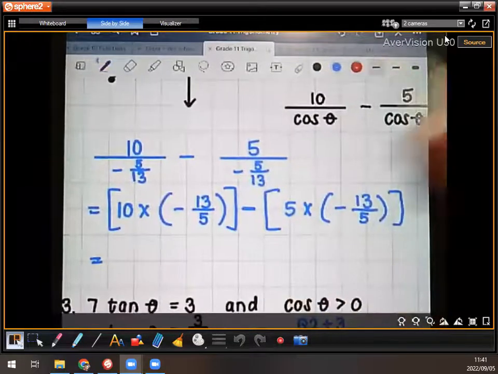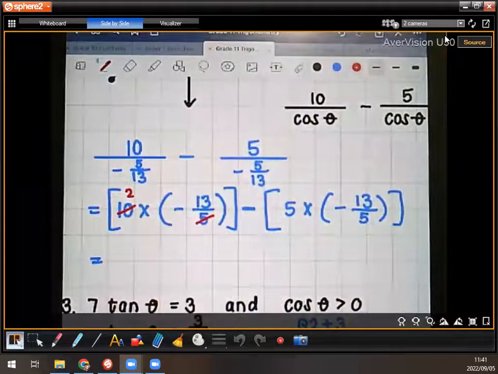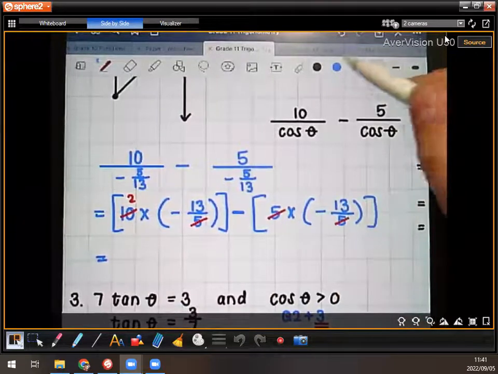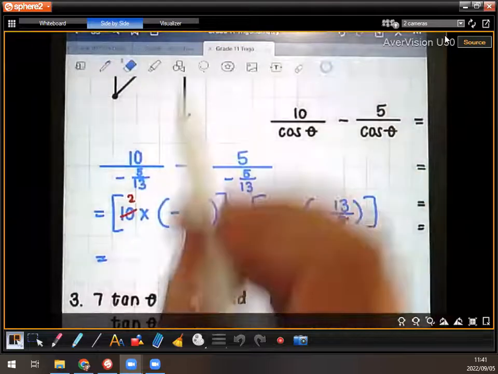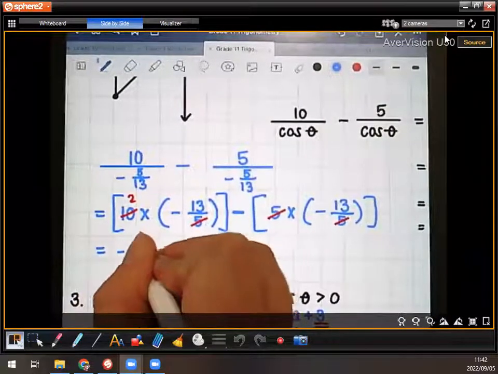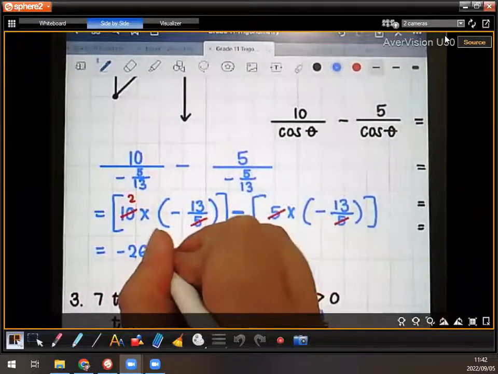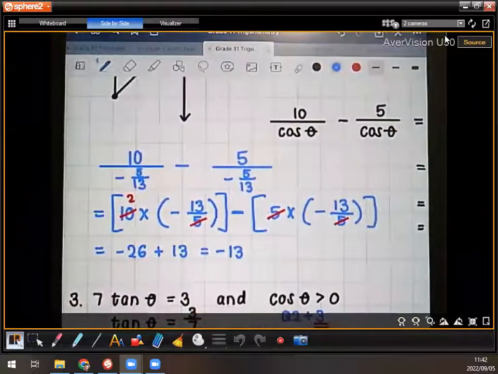So now here the 5s are going to cancel out, and I'm going to be left with 3, right? And here the 5s are going to cancel out. So that will leave me with 2 times negative 13, which is negative 26. Minus negative 13, which is going to give me plus 13. And then we get negative 13.